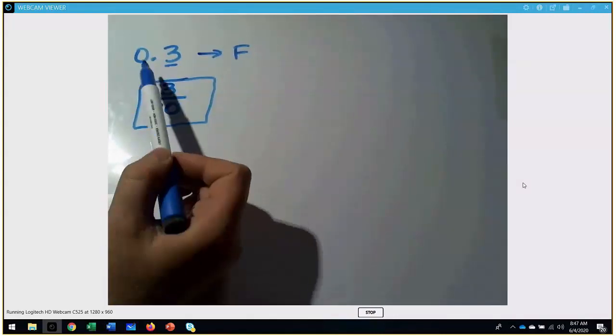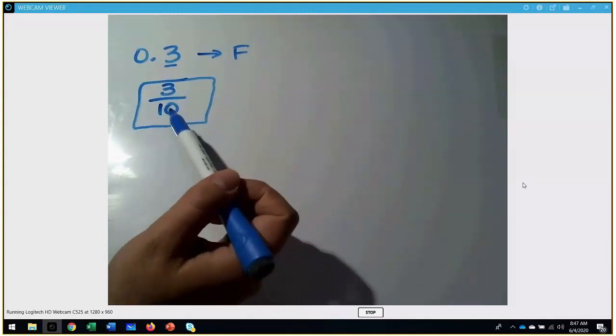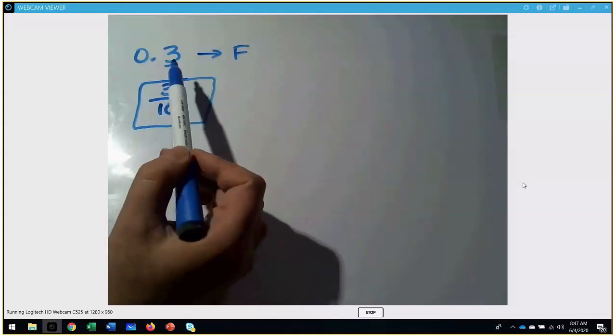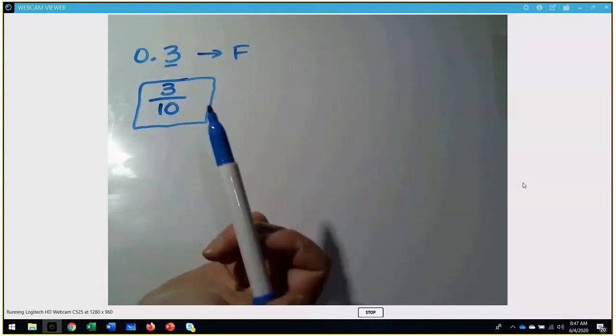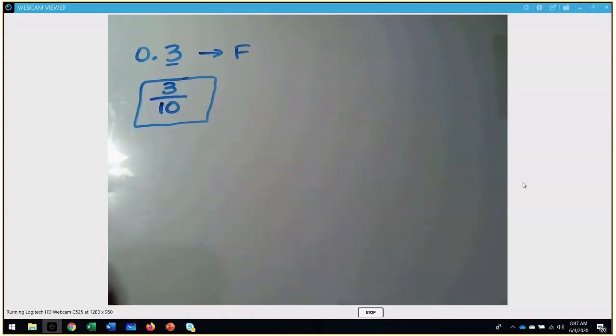Okay, when you read it in decimal form, it'll read very similar in fraction form, at least before you simplify. So you would read this decimal as 3 tenths, and that's how you read this fraction too. So they should read the same before you simplify it. That's another check.